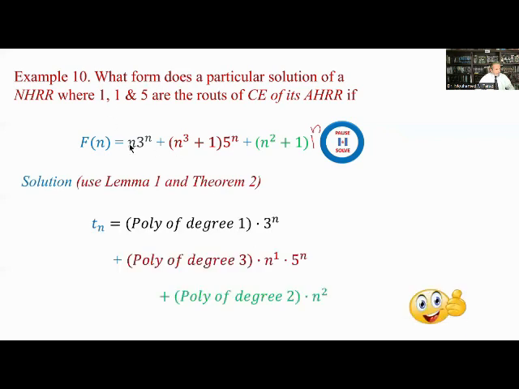The first one: a polynomial of degree 1 times 3 to the power n, because 3 is not a root. The second one, 5 is a root, so that's why we multiplied by n to the power 1 times 5. Now the third one here is a polynomial of degree 2, but 1 is a root of multiplicity 2. That's why we put n squared, as if you have n squared times 1 to the power n. So you pay attention to this. Be careful when that happens.